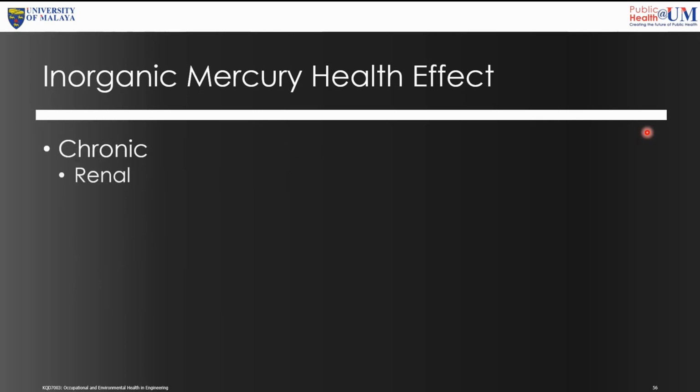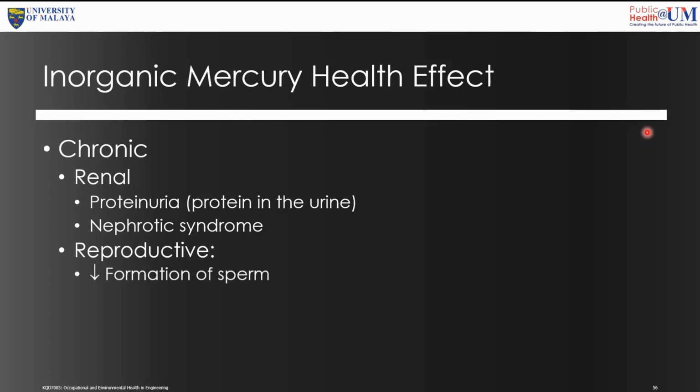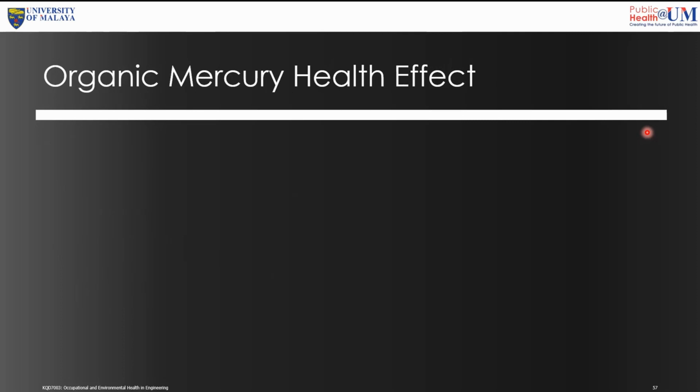With long-term exposure, of course you get renal effects: polyproteinuria, nephrotic syndrome, and it leads to renal failure. For reproductive health, there is decrease in sperm formation and increased abortion. So mercury also leads to decrease in sperm formation. This one was inorganic mercury. Organic mercury is an irritant.